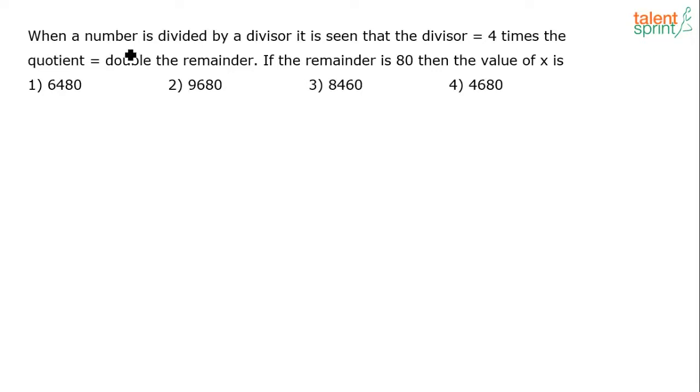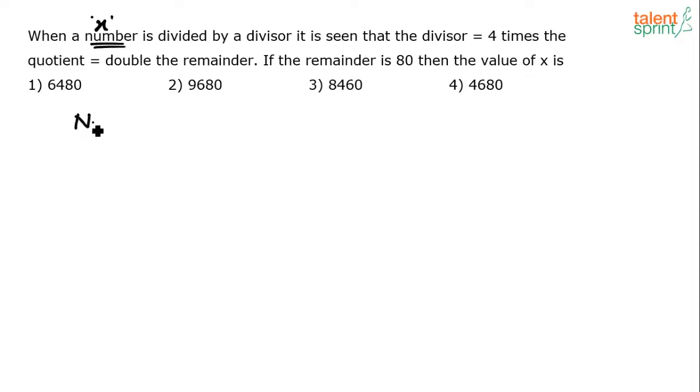Look at this. When a number is divided by a divisor, it is seen that the divisor is 4 times the quotient, which is double the remainder. If the remainder is 80, then the value of x is. So x here is nothing but the number. When x is divided by a divisor, the divisor is 4 times the quotient, which is equal to double the remainder.